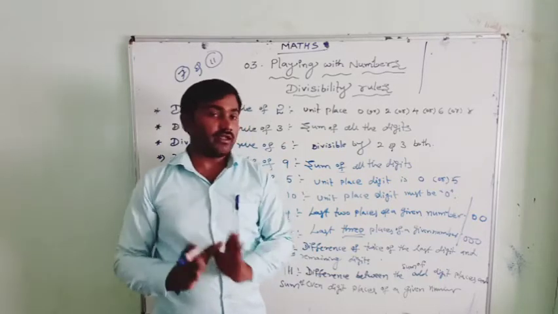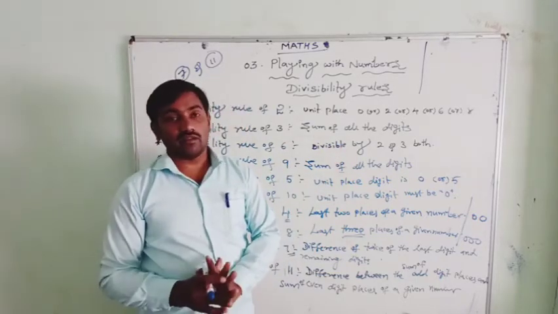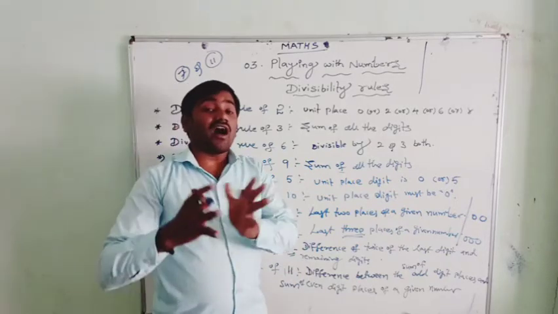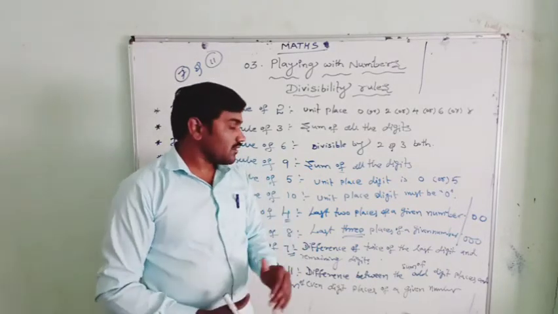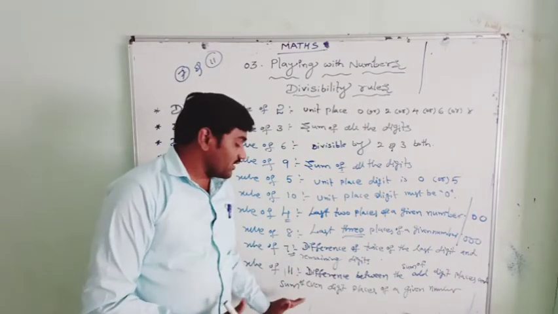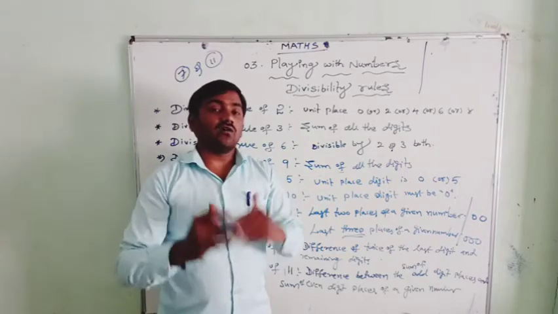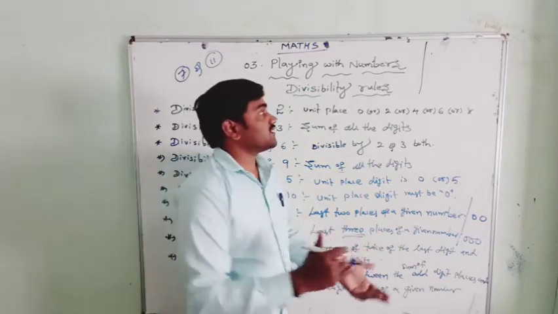You can also go there. These definitions you can get from there. So generally I am telling you to understand the difference between the sum of odd digit places and the sum of even digit places. If their difference is a multiple of 11, the whole number is a multiple of 11, that means divisible by 11.